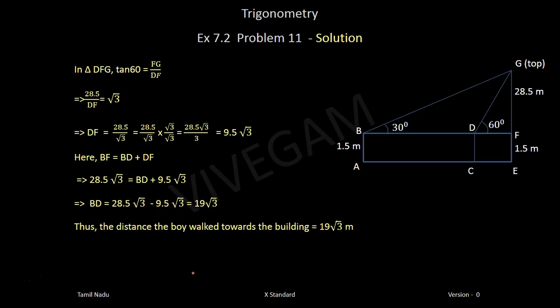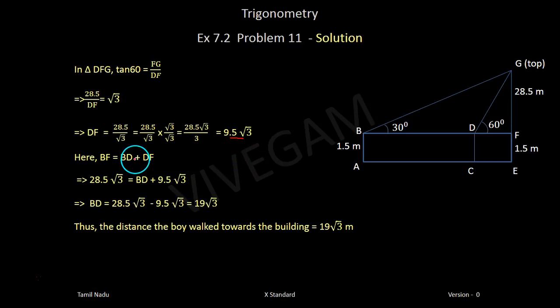Do the same thing in the triangle DFG, that is tan 60. Tan 60 is FG divided by DF, that is 28.5. Tan 60 is root 3. FG is 28.5 divided by DF, or DF will be 28.5 by root 3. So that is 28.5 into root 3 by root 3 times root 3, which will become 3. 28.5 root 3 by 3. So that will be 9.5 into root 3. So we got this as 9.5 root 3. So this is 28.5 into root 3, and this distance DF is 9.5 into root 3.